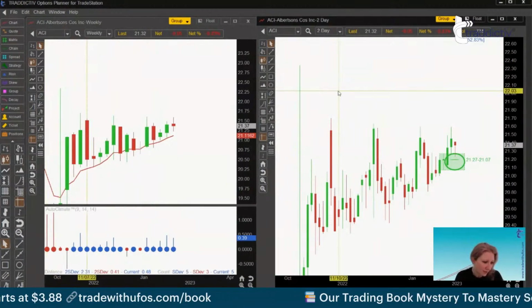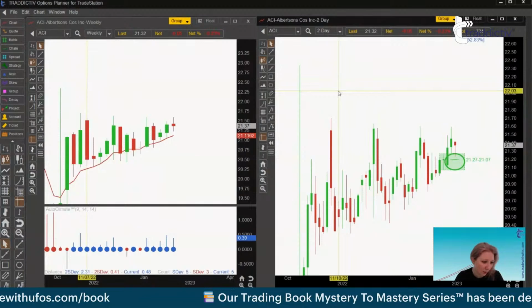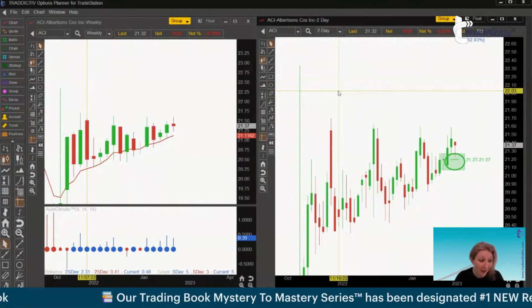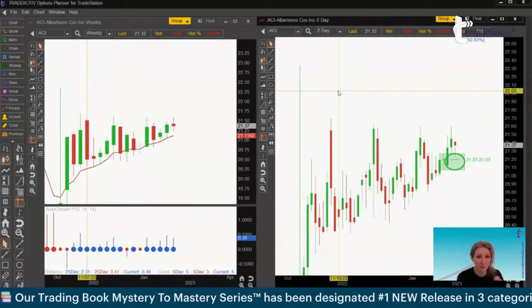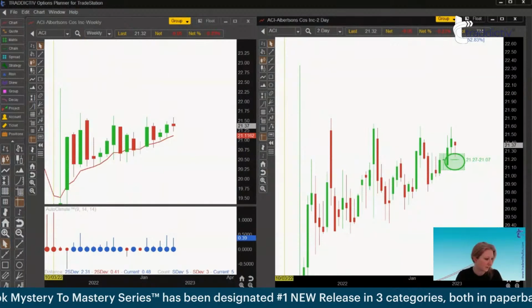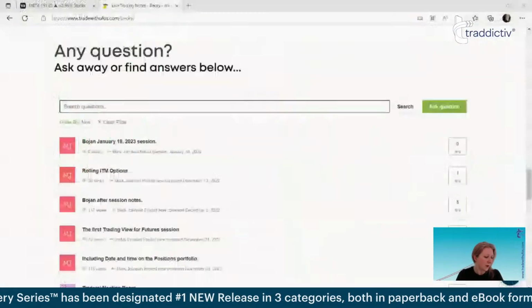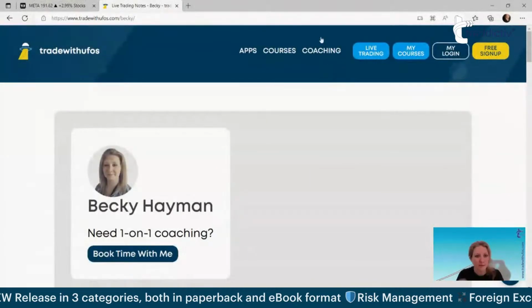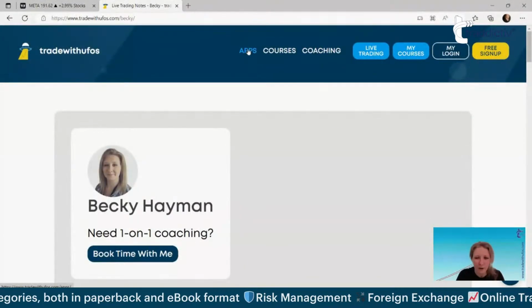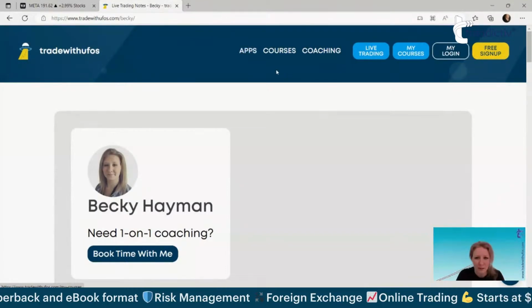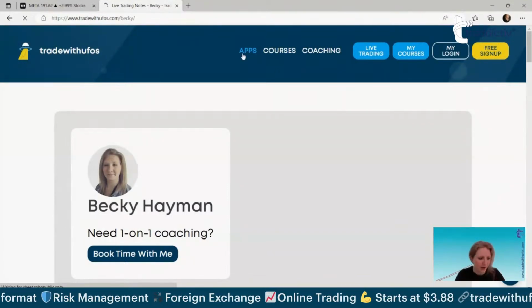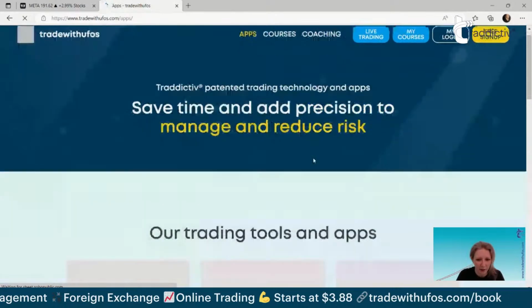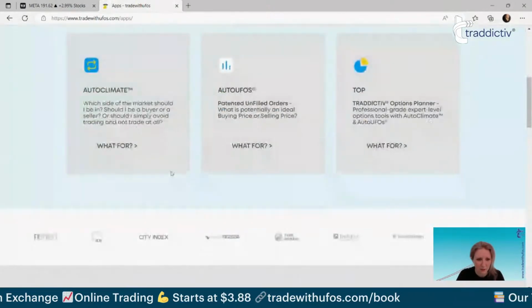Just seen here a question, is there a document that explains the autoclimate categories in detail? Yes. Once you have autoclimate, in fact, this should be on the website. Let me take you to it. Once you have autoclimate, you should get a PDF user guide, which will explain exactly what it means. But I think you've got to be logged in to do it. So log in to check this, but I'll check it out on apps. You might be able to find it directly here.